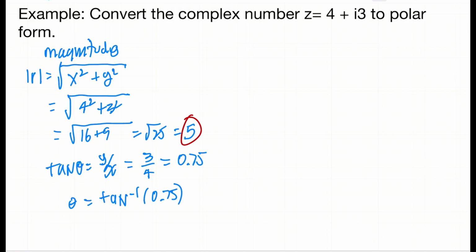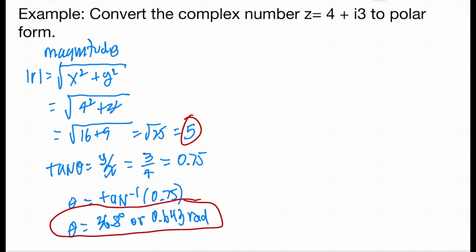So back into our example here. So theta now is equal to 36.8 degrees, or 0.643 radians. So there's our numbers that we need. We know the magnitude and the angle. So next, let's just do a plot of this and see what it looks like.